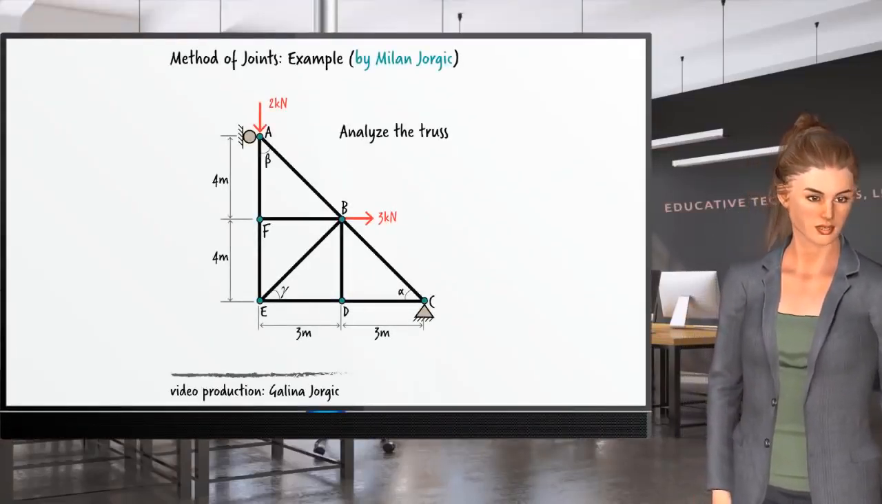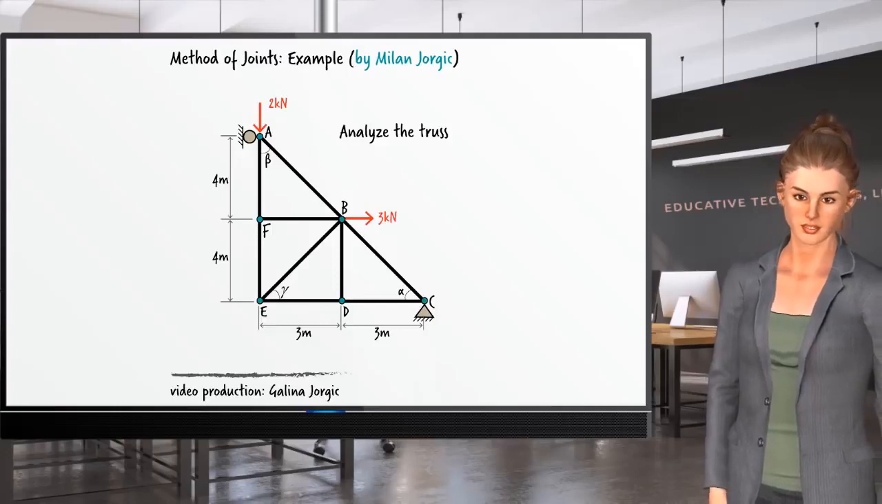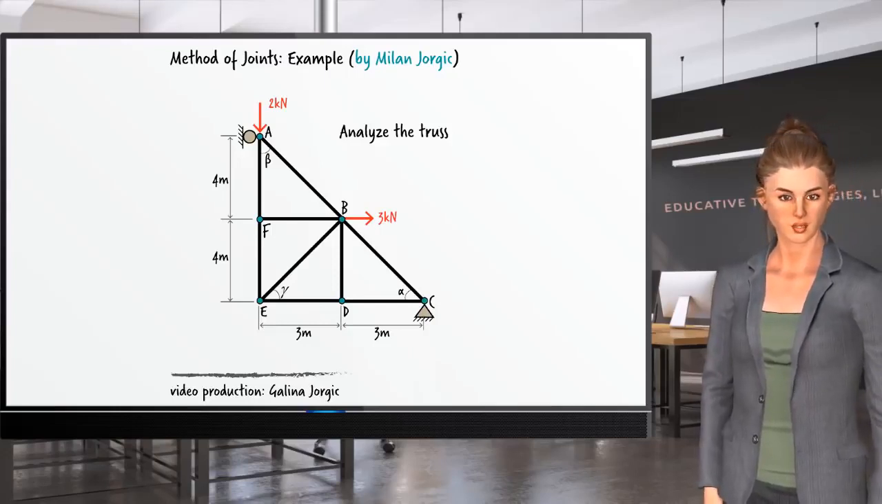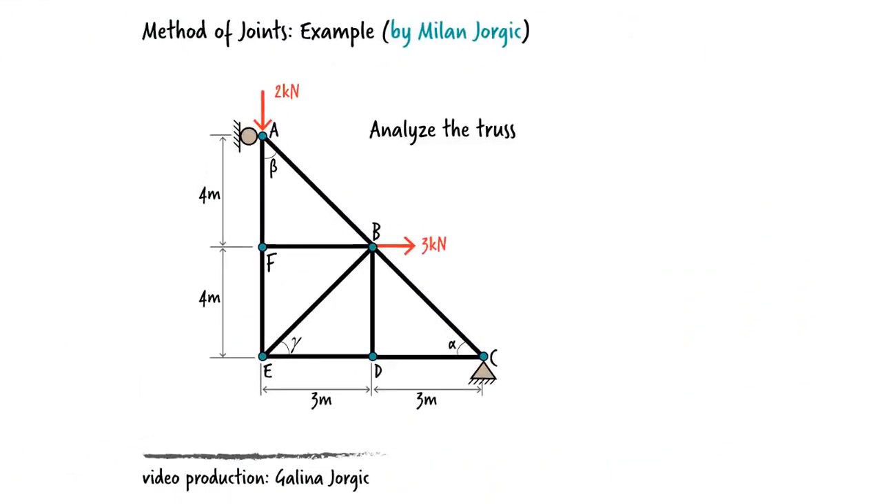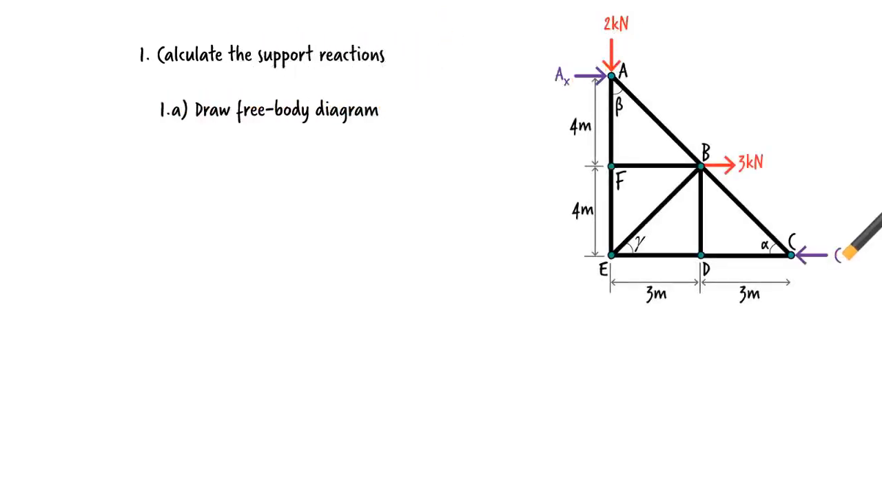We wish to analyze this truss using the method of joints. Let's start by calculating the support reactions. To determine the reactions, first we draw the free body diagram for the entire truss.